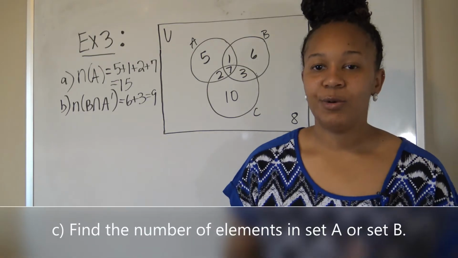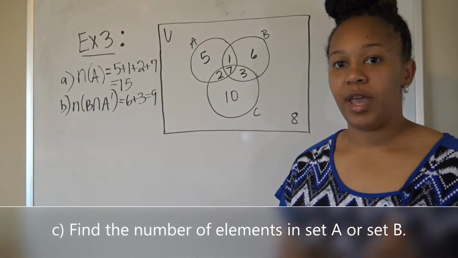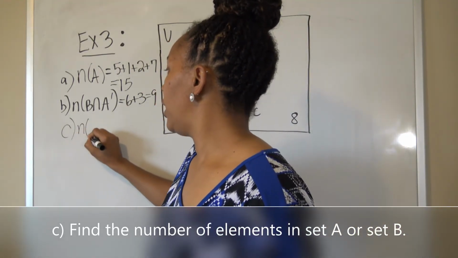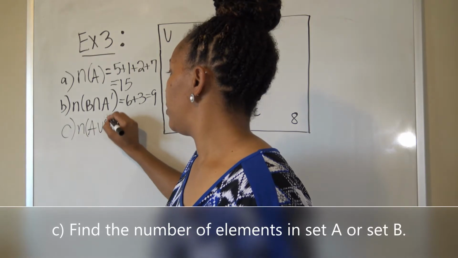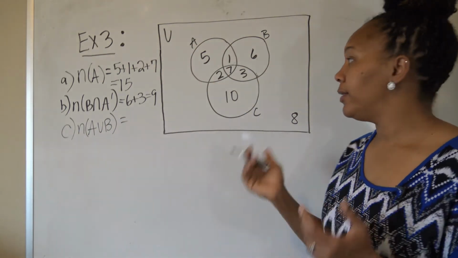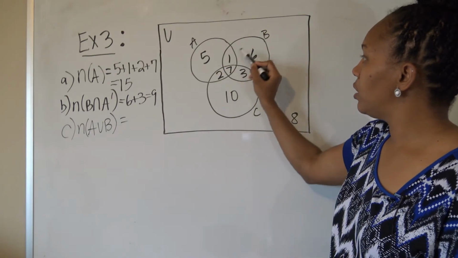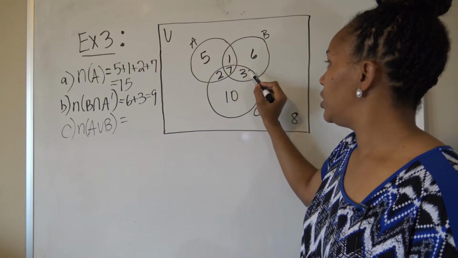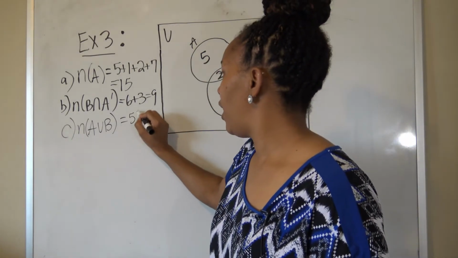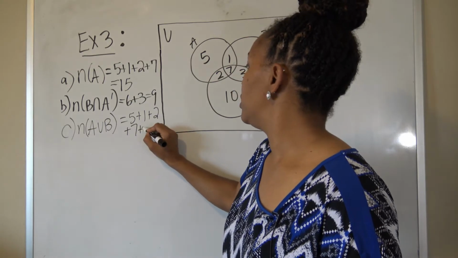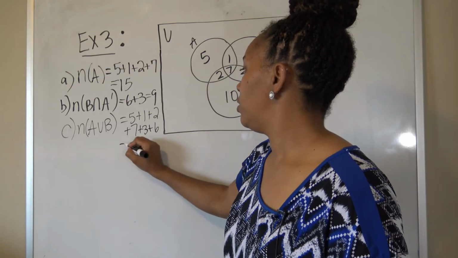All right, for part C, we want to find the number of elements that are in A or B. So that would be A union B, A or B. That means all of the things that are in A and all of the things that are in B. So all the things in this circle and all the things in this circle. That would be the 5, the 1, the 2, the 7, the 3, and the 6. So 5 plus 1 plus 2 plus 7 plus 3 plus 6. So add all of those up.